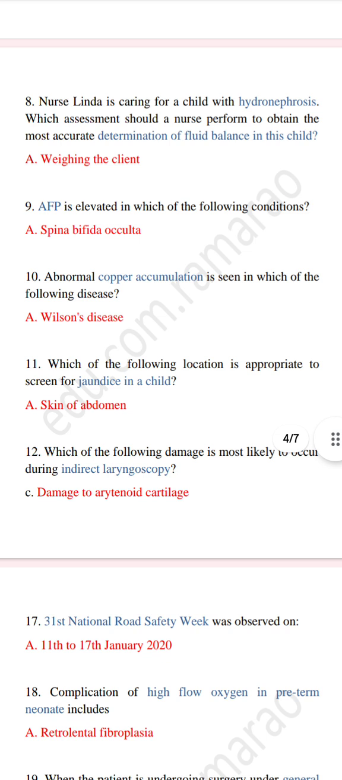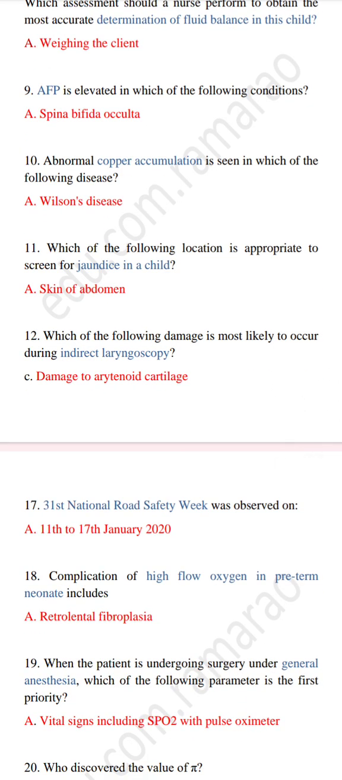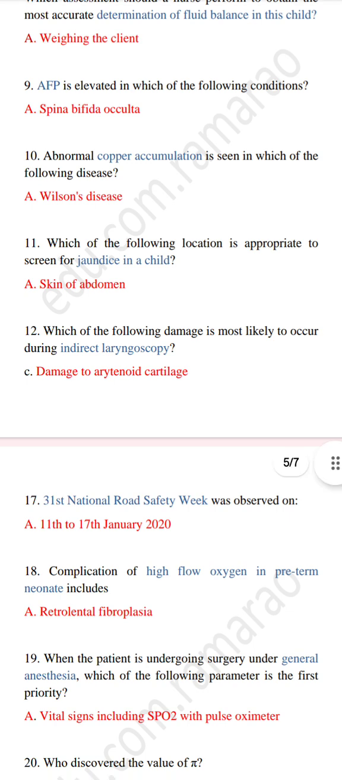Then next one. Which of the following location is appropriate to screen for jaundice in a child? Skin of abdomen. Then which of the following damage is most likely to occur during indirect laryngoscopy? The answer is damage to arytenoid cartilage.